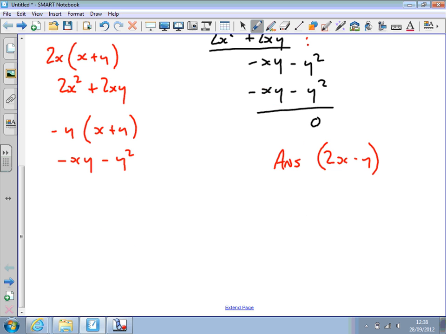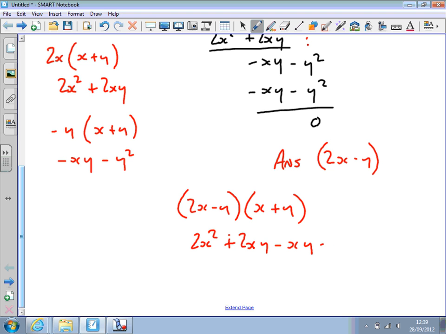I can check it works, because if I now multiply my answer, which is 2x minus y, by x plus y, which was the bottom term, I should get back to the top term again. 2x times x gives me 2x squared. 2x times y gives me 2xy. Minus y times x gives me minus xy. Minus y times y gives me minus y squared. And that equals, collecting like terms, 2x squared plus xy minus y squared, which is the top term in the original question. So I know I've done it right.